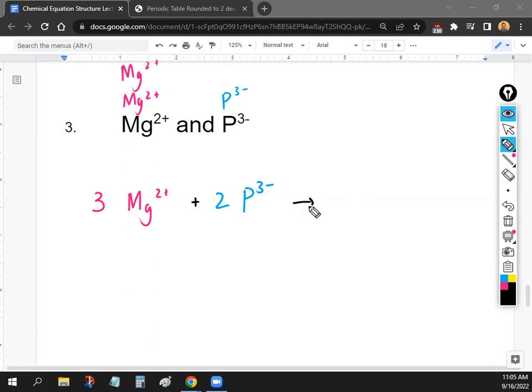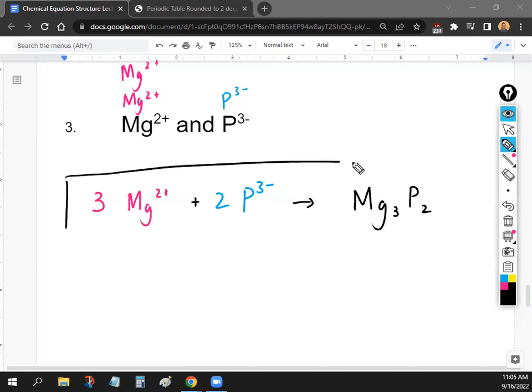Okay, and then so we're going to write down the molecule that they combine to form. Okay. So we use 3 Mgs. So easy way we can do it is just put Mg and P next to each other. We use 3 of these guys, so we can just put a 3 behind the Mg. We use 2 of these guys, so we put a 2 behind the P. And there you go. This right here should be your final answer.